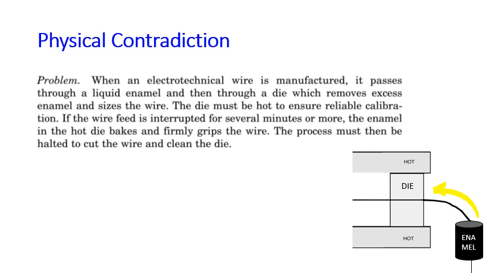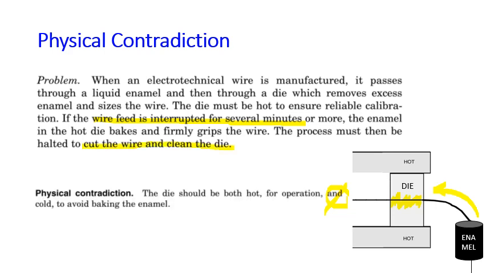However, a problem happens when the wire feed is interrupted for several minutes. If somehow there's a problem and the wire feed needs to stop for a moment, then the hot die will cause the enamel to bake and destroy the wire. Because the wire feed stops, the heat will cause the enamel to destroy the wire. So in order to continue the process again, the workers must cut the wire and clean the die.